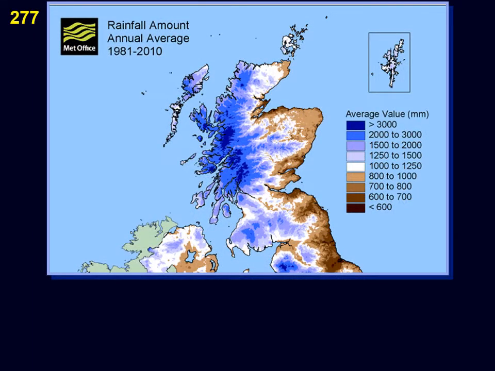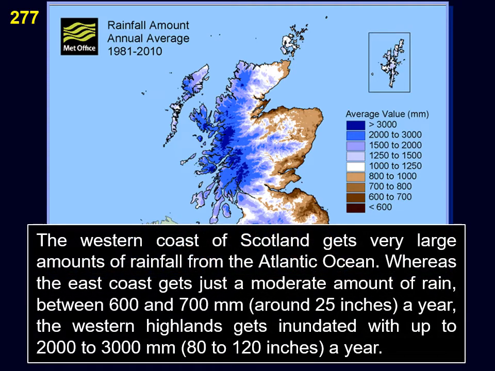The western coast of Scotland gets very large amounts of rainfall from the Atlantic Ocean, whereas the east coast gets just a moderate amount of rain, between 600 and 700 millimeters, around 25 inches, a year. The Western Highlands gets inundated with up to 2,000 to 3,000 millimeters, 80 to 120 inches, a year.